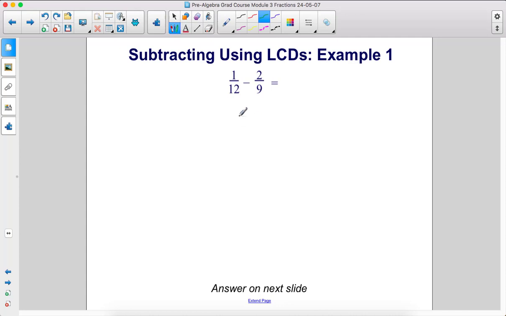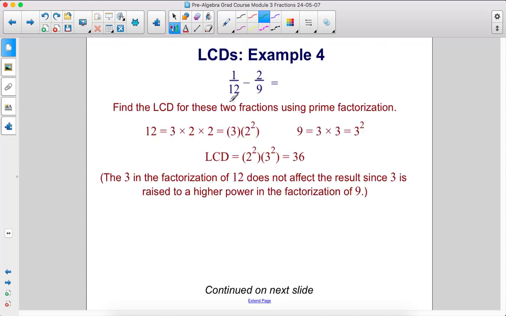Subtracting using lowest common denominators, 1 over 12 minus 2 over 9. First, we find the lowest common denominator. So the prime factors of 12 are 3 and 2 squared. The prime factors of 9 are 3 squared. So we have to include a 2 and a 3, but this 3 is to the power of 1, while this one is to the power of 2. So that's the one we include.